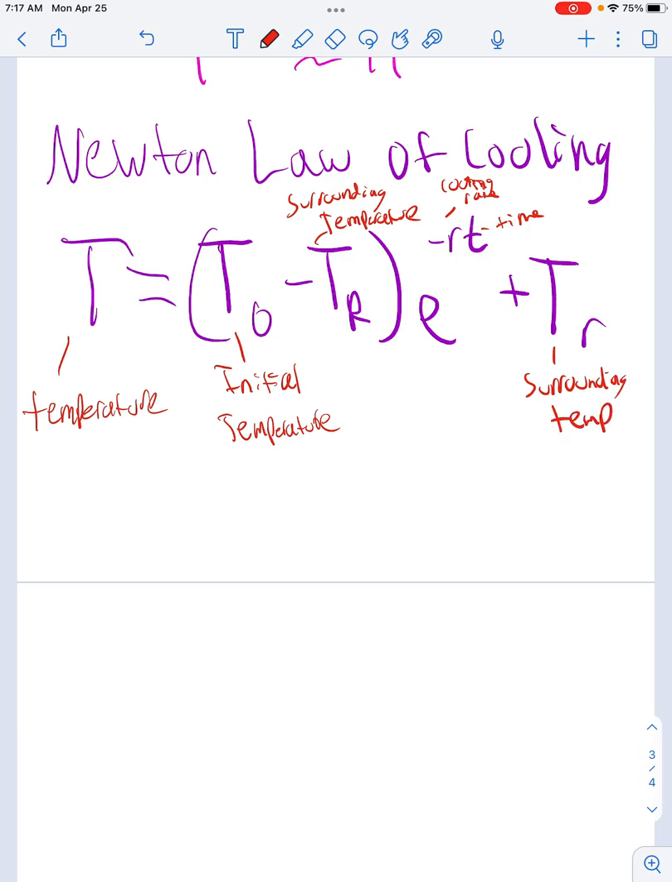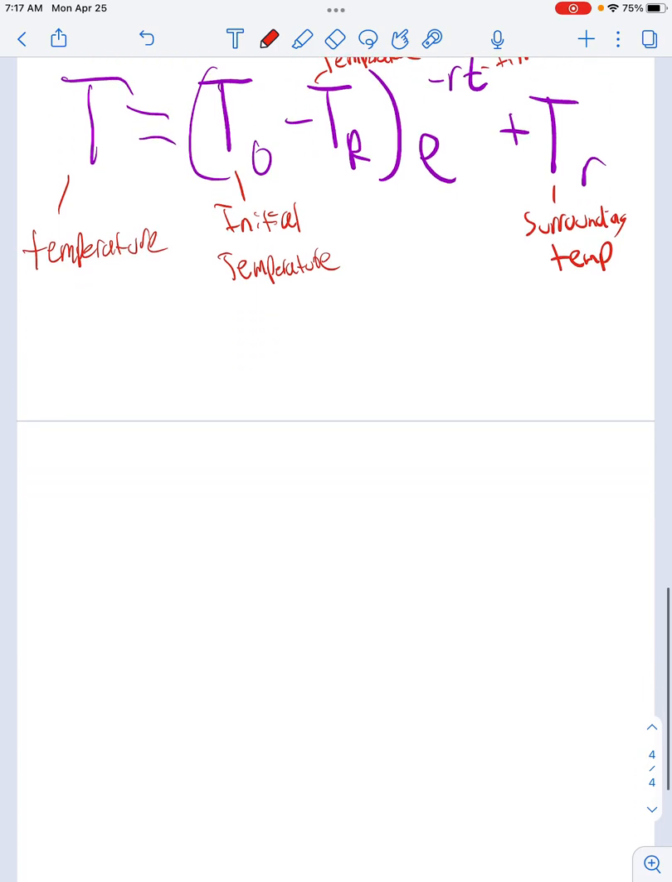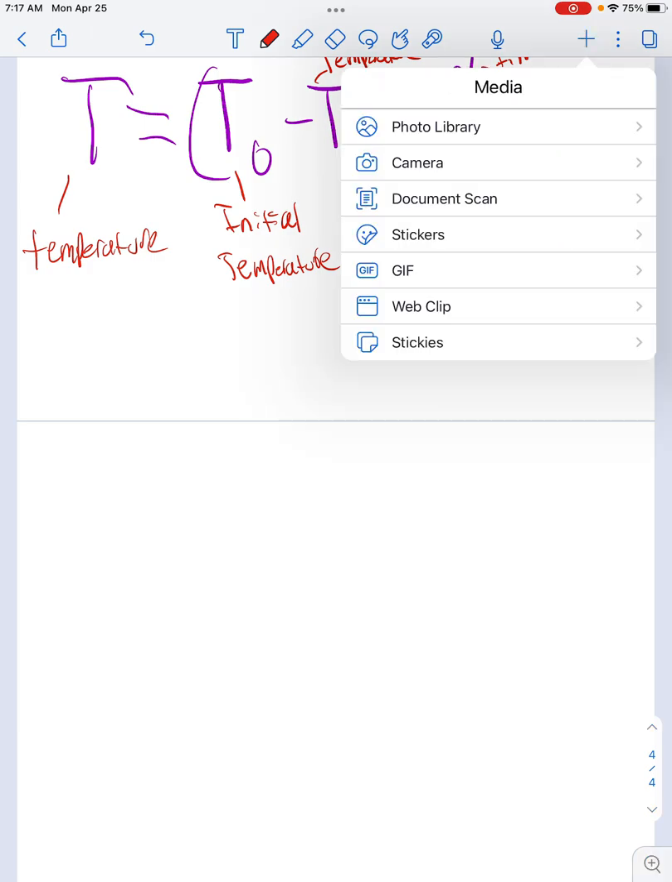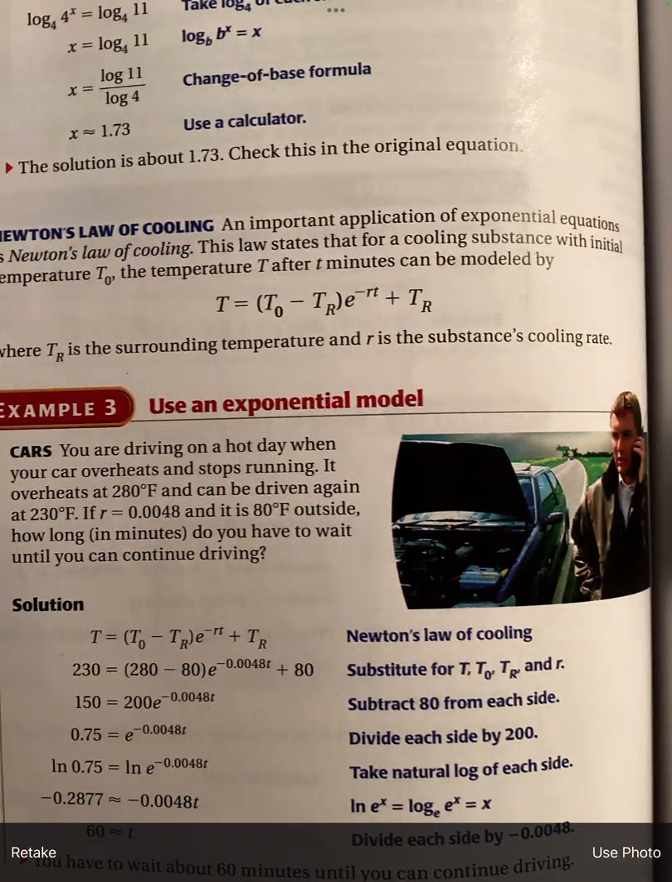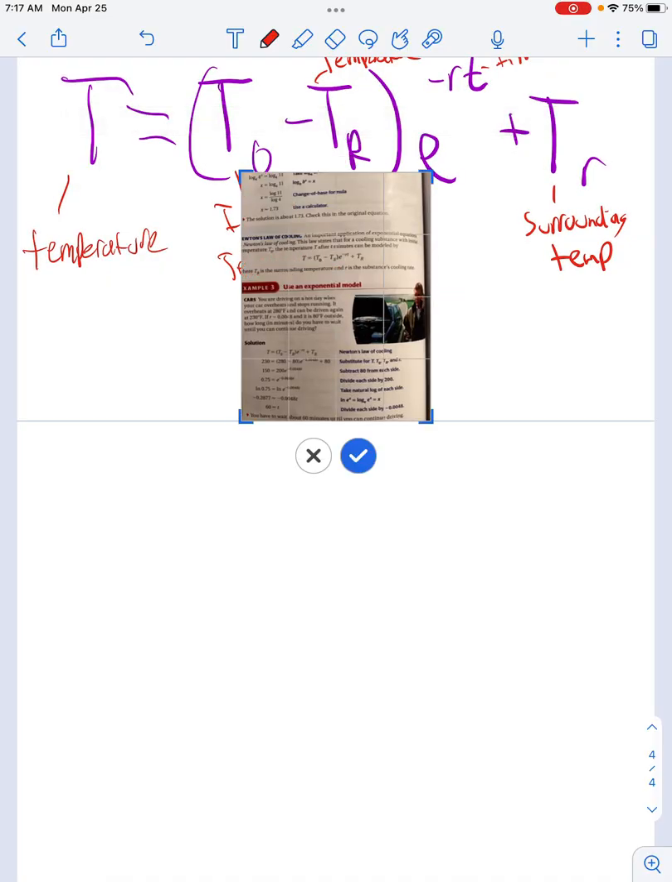One more time. All right, so you are driving on a hot day when your car overheats and stops running. It overheats at 280 degrees and can be driven again at 230. Here, let me take a picture of this situation.